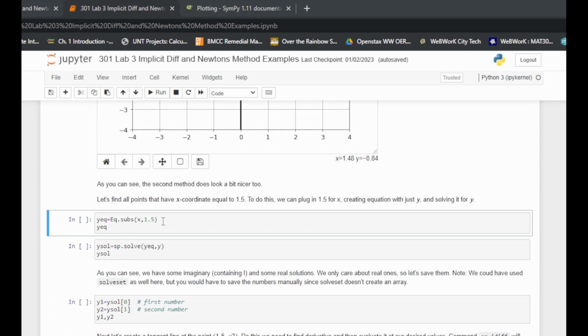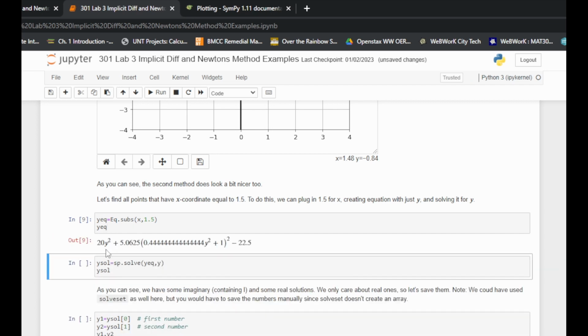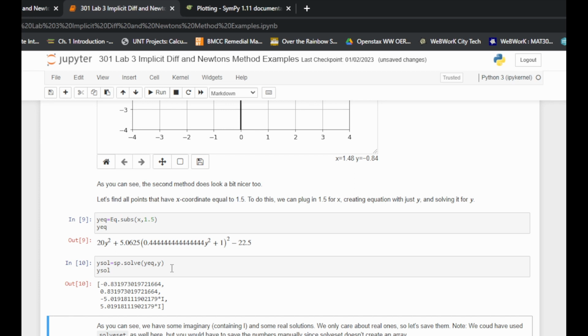To do that, the first thing we do, we plug in 1.5 for x. So we will substitute x with 1.5, and this will give us an expression in terms of y only. Now remember, the whole expression is equal to 0. So this is in essence an equation with one variable. Now we can solve this equation to find all the possible y that make it equal to 0. So we will solve it, and we get 4 solutions.